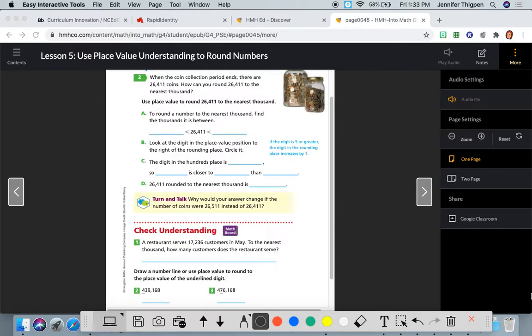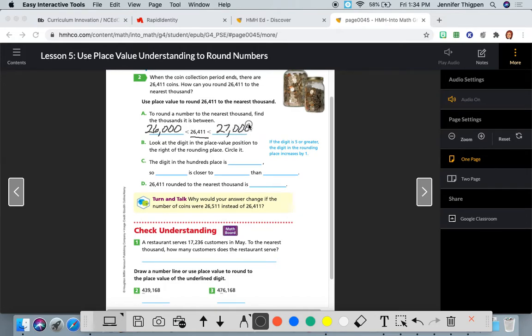Let's look at A. To round a number to the nearest thousand, find the thousands it is between. So the first thing we need to do is look at our number in the middle. We have 26,411. So we need to figure out which two thousands it is between. Well, obviously we know one of them is going to be 26,000, so we're going to put that here. And if we go up, what would come next? The next thousand would be 27,000.